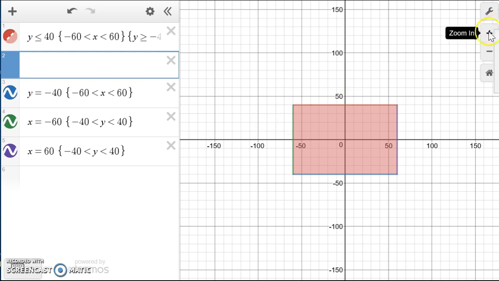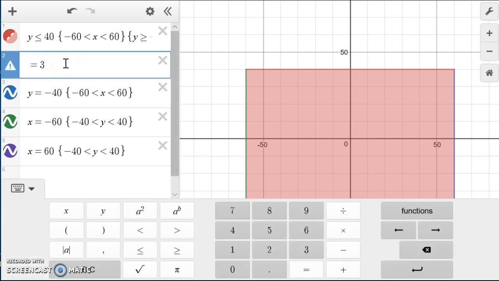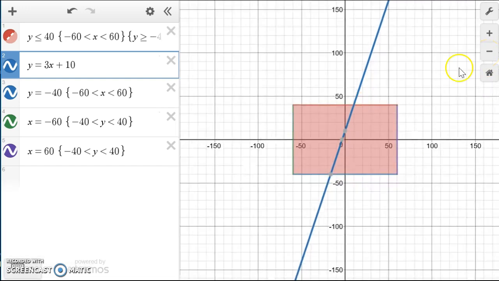Also, during the first lesson, we learned about drawing a straight line. For example, y equals 3x plus 10. Okay, I have to add in the y here. So y equals 3x plus 10 is actually a straight line. However, in this situation, we can see that the straight line is going all the way up and all the way down.